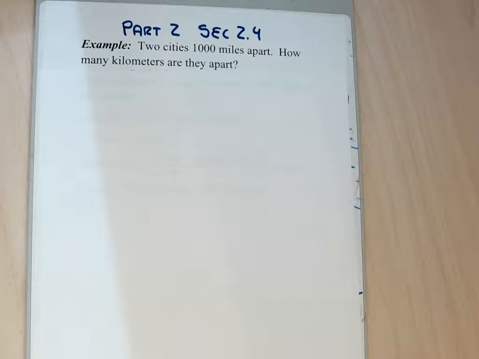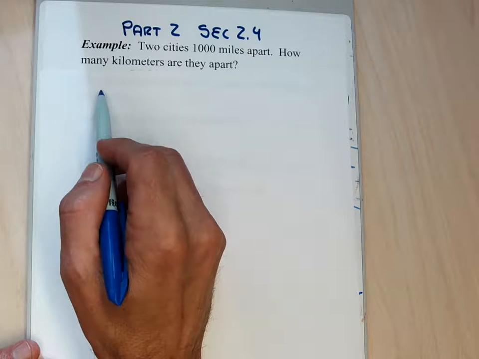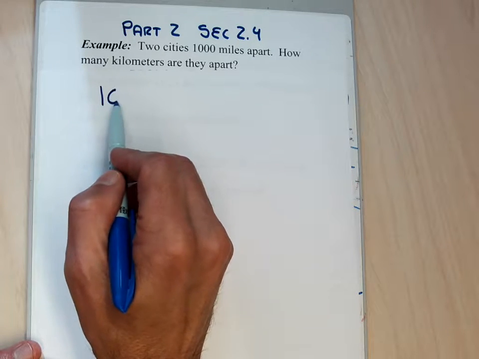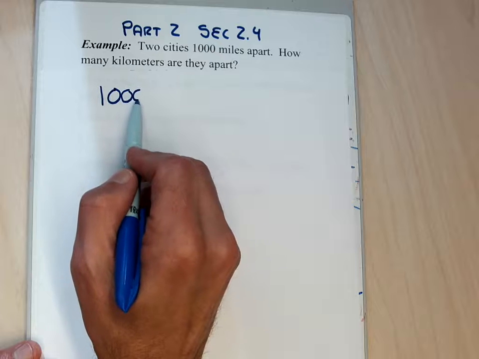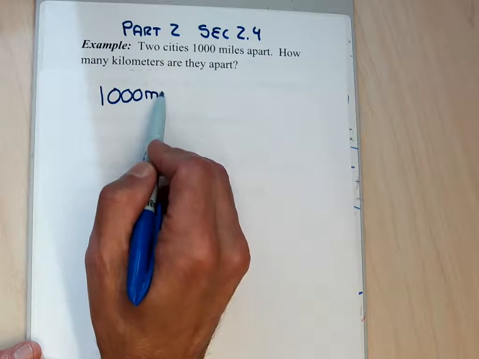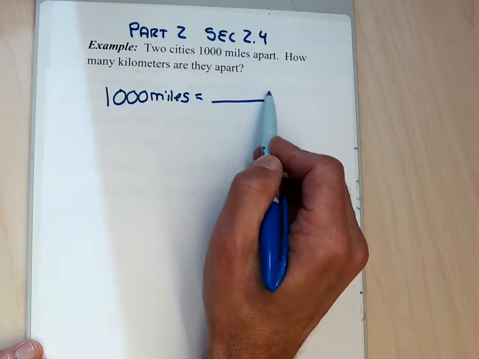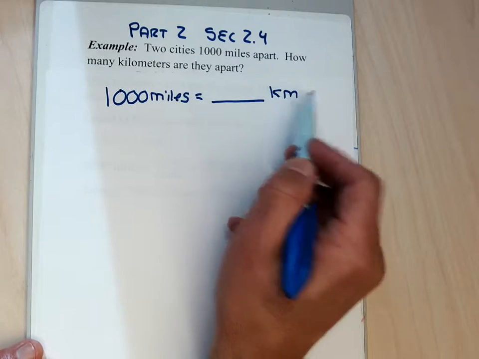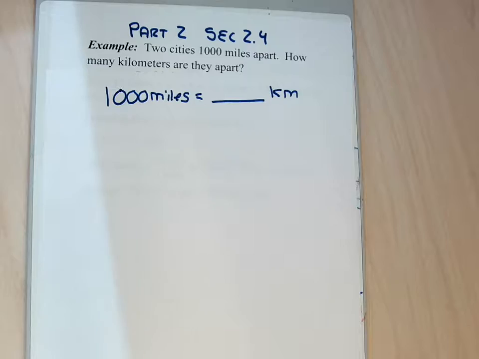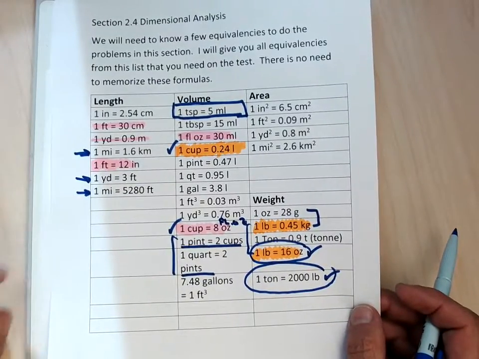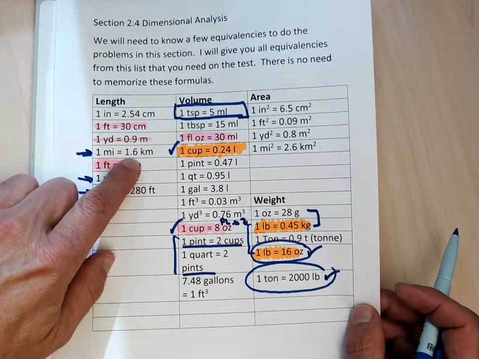First example is 2 cities are 1,000 miles apart. How many kilometers are they apart? This is really just asking me to convert from miles to kilometers, because it tells me the distance in miles and it wants to know the distance in kilometers. And how do I convert from miles to kilometers? Well, hopefully I can do it with one fraction. And I see 1 mile is 1.6 kilometers.